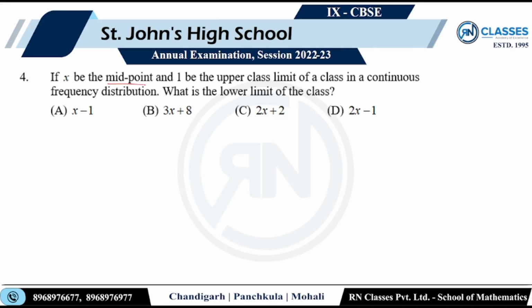If x is the midpoint, 1 be the upper class limit of the class in a continuous frequency distribution, what is the lower limit of the class? देखो, x is the midpoint. देखो, मेरे पास अपर क्लास लिमिट भी है, लोअर क्लास लिमिट भी है. इसका मिड पॉइंट मुझे x दिया हुआ है. अपर क्लास लिमिट इज गिवन टू बी 1. मेरे को तो लोअर निकालनी है. लोअर मुझे क्या पता कितनी है. लेट्स टेक इट एज y, राइट. अब मेरे को मिड पॉइंट निकालना है, मतलब कि लोअर प्लस अपर बाय 2 विल गिव मी द मिड पॉइंट. मिड पॉइंट वो कह रहा है x है, मतलब कि मेरी इक्वेशन बन गई y plus 1 by 2 is equal to x. So y plus 1 is equal to 2x. So y is equal to 2x minus 1. See, D part is the right choice.